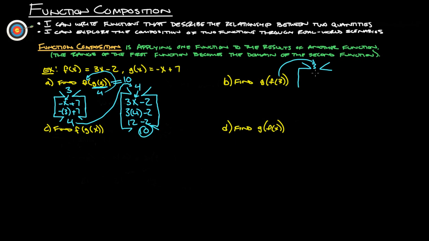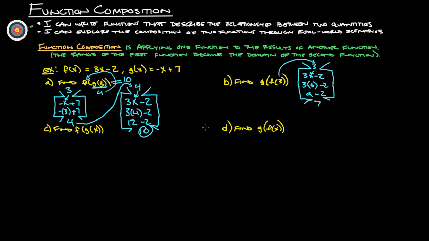So f is 3x minus 2. This 3 goes in for that x right there. So 3 times 3 minus 2. 3 times 3 is 9, so we get 9 minus 2. Out of that comes 7.